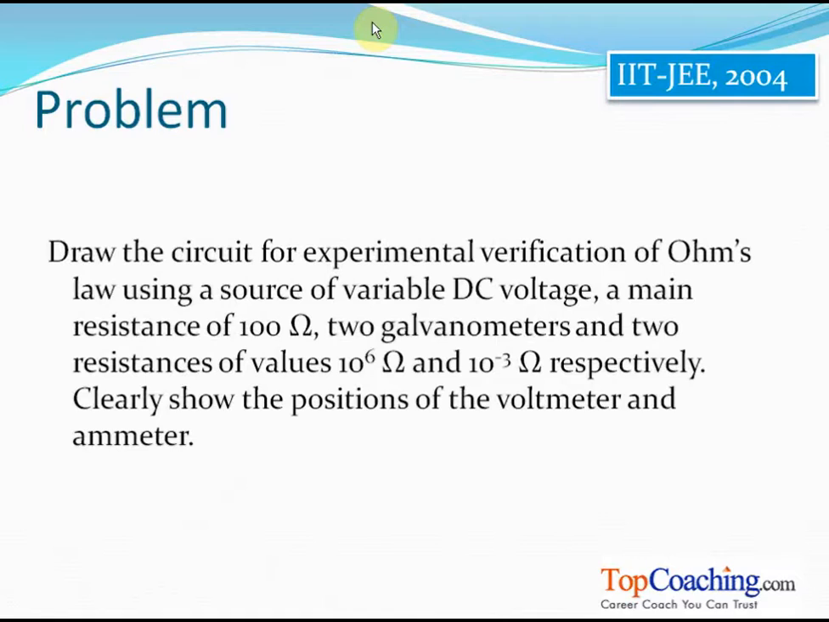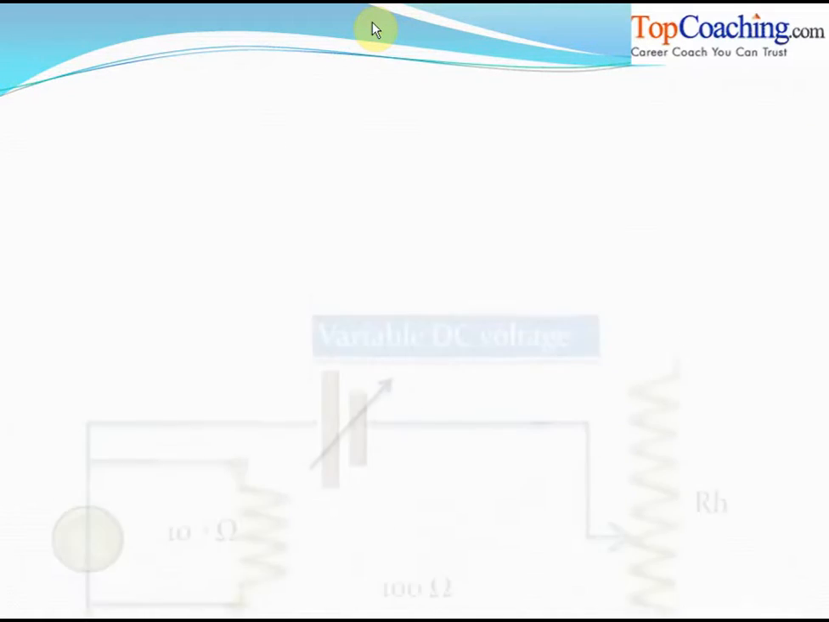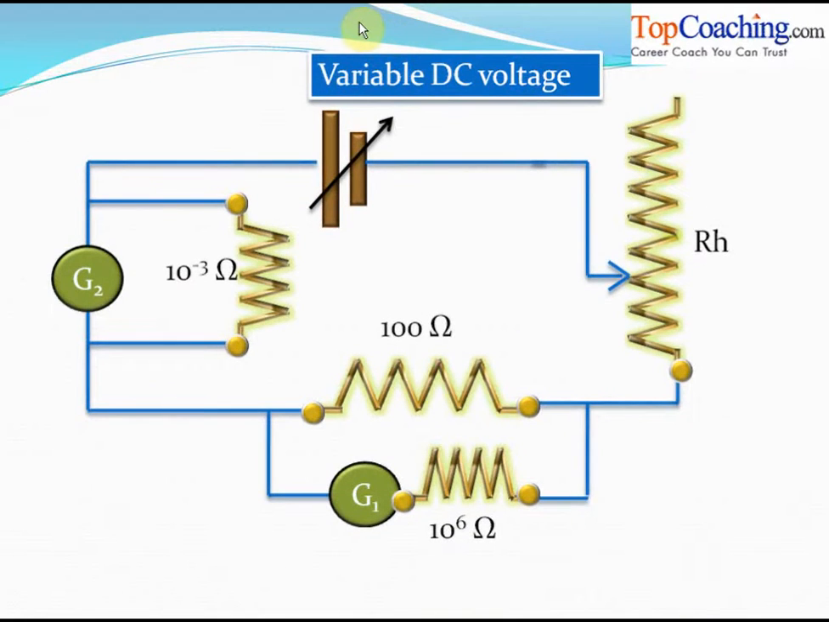So basically this IIT JEE problem has given us a lot of instruments and it is asking us to draw the circuit to determine Ohm's law experimentally. When we draw the circuit, this is what we get. The only difference in this case and the case where we just verified Ohm's law is that in this case, instead of a rheostat, we are given a variable DC voltage. So basically the variable DC voltage refers to the rheostat because it is because of the rheostat that the voltage varies in the circuit, isn't it?